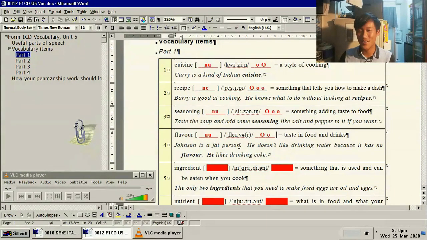Johnson is a fat person. He doesn't like drinking water because it has no flavor. So what does he like? And why is he so fat? Because he likes drinking Coke. So that's why he's a fat person. And Coke has a lot of sugar. It's very sugary, so it has more flavor. Water has no flavor, but Coke has some flavor.